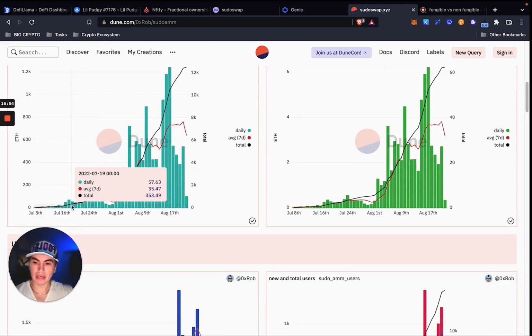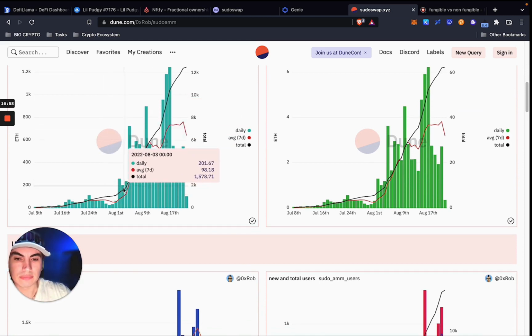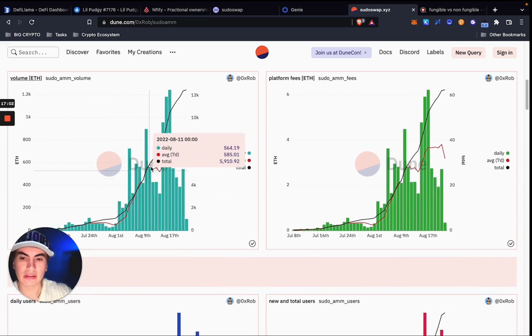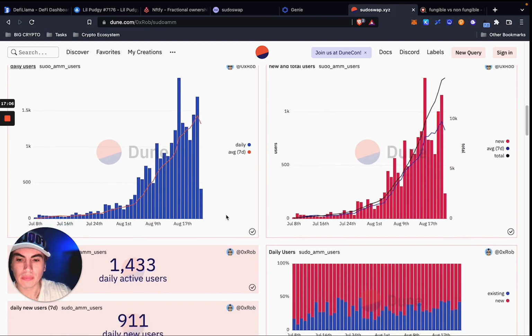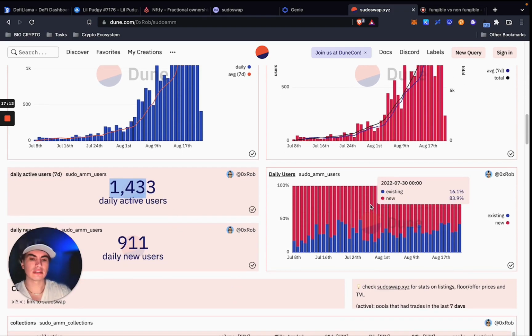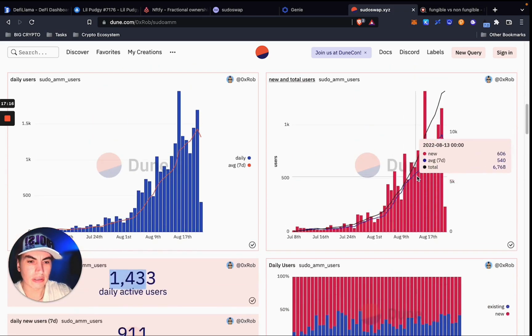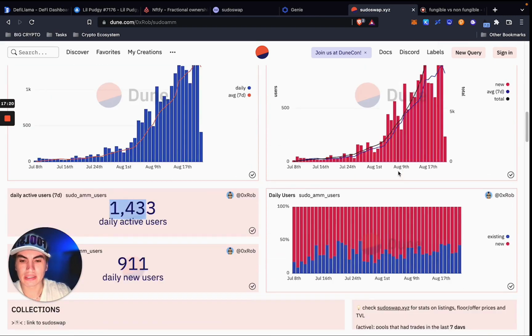And bear in mind that this is a bear market that we are having at the current time. And you can see that the volume has been steadily increasing and the fees have been steadily increasing. But more importantly, the metrics that I like to see are the number of daily users and daily active users. And you can see here on this chart that it is steadily growing over time. And these are healthy metrics that I like to see.